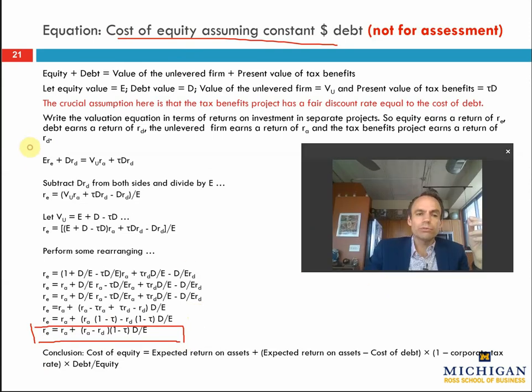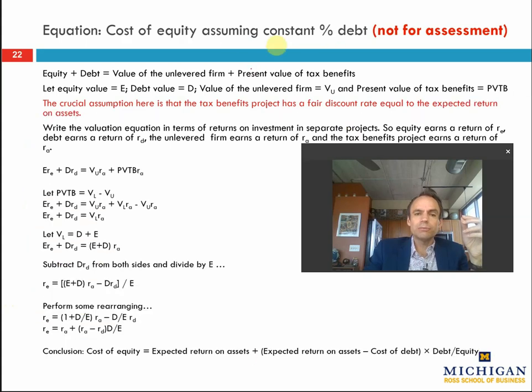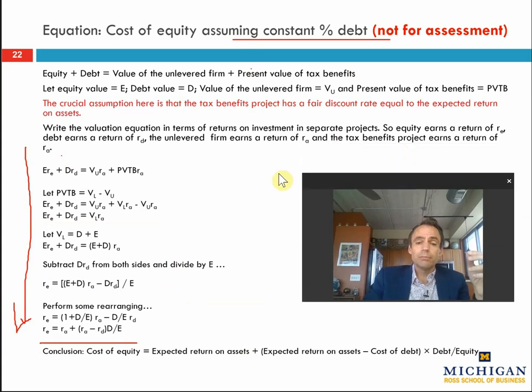And if you work through those steps, you'll end up with that algebraic result. The second equation says if you assume a constant percentage of debt, you work through a series of algebraic steps, you end up with the equation that says the cost of equity is the expected return on assets plus expected return on assets minus the cost of debt times the debt to equity ratio.